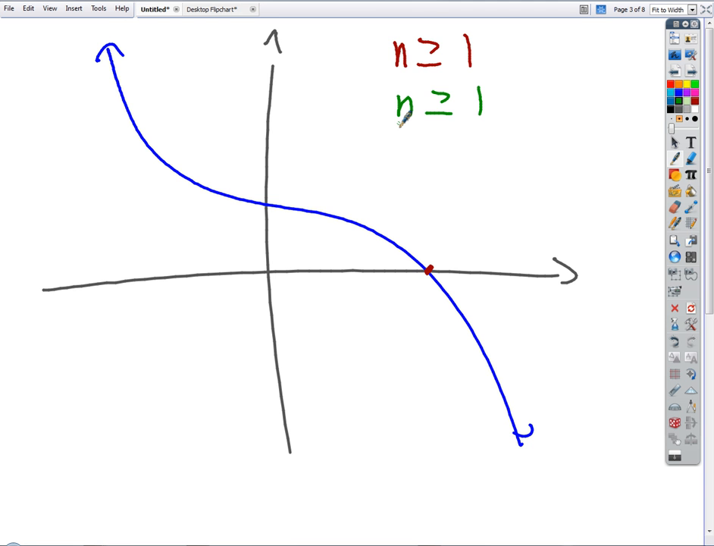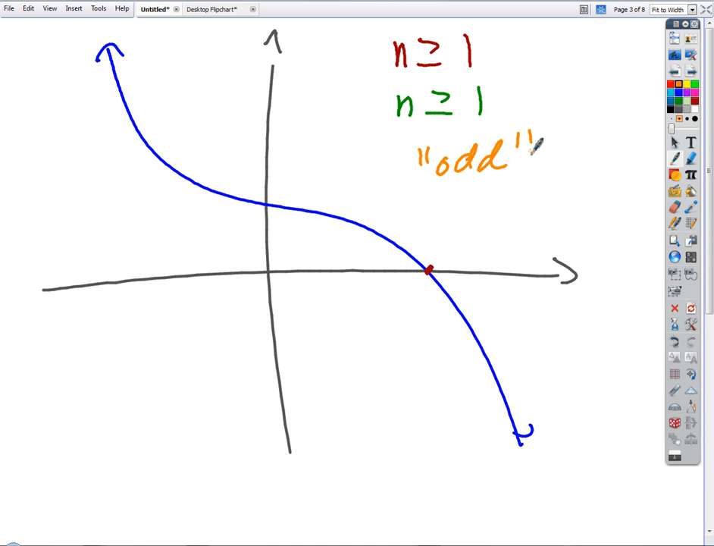Okay, what's the end behavior, even or odd? It's odd. So all those clues are pointing to this being n equals 1, is it? What does n equals 1 look like? A first degree polynomial is a line, right?